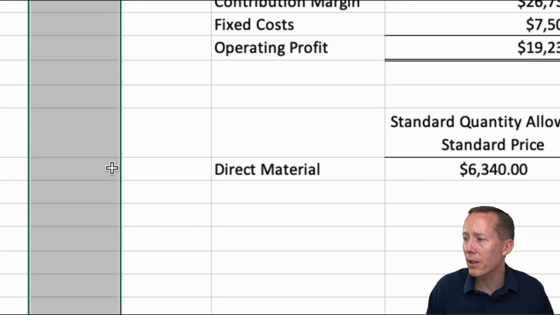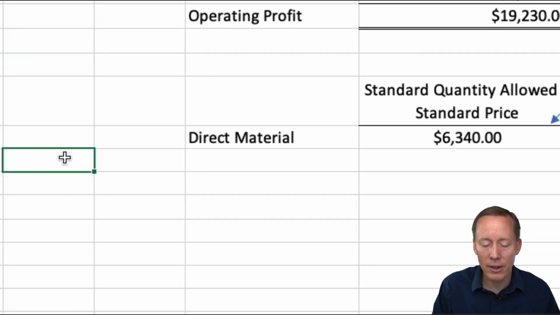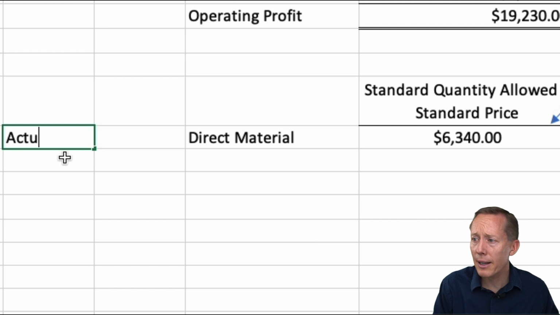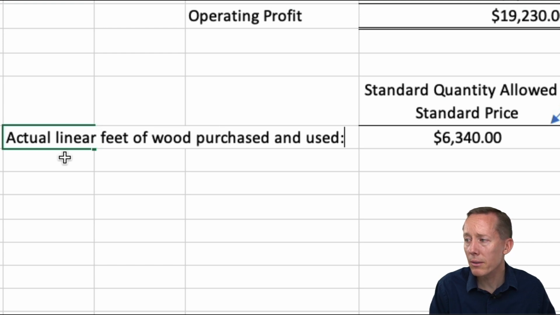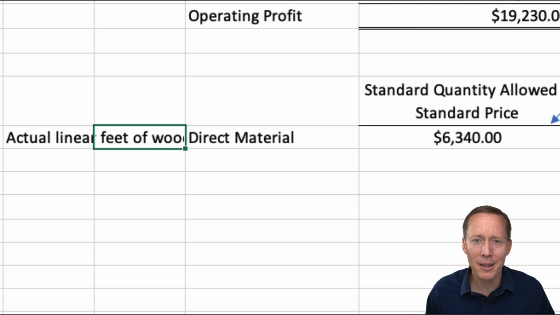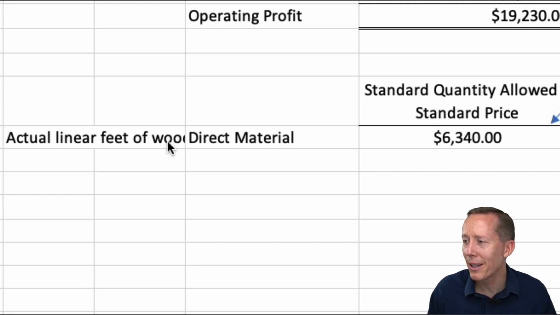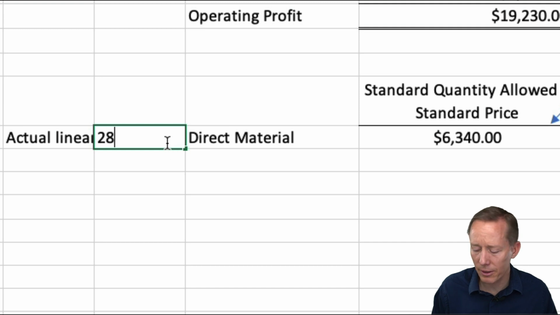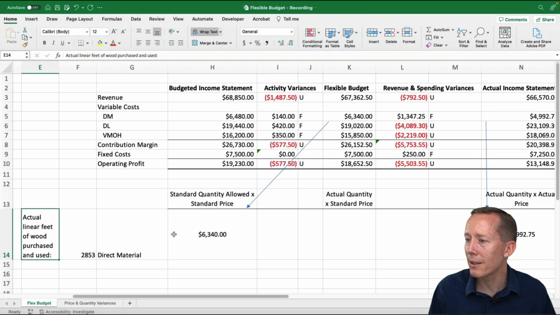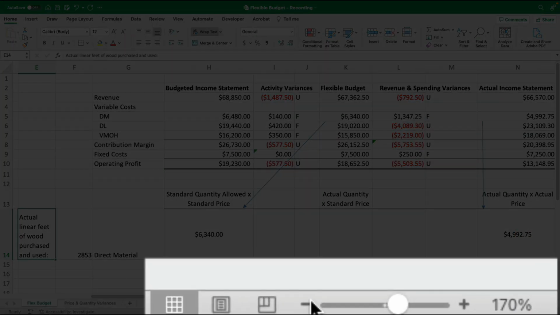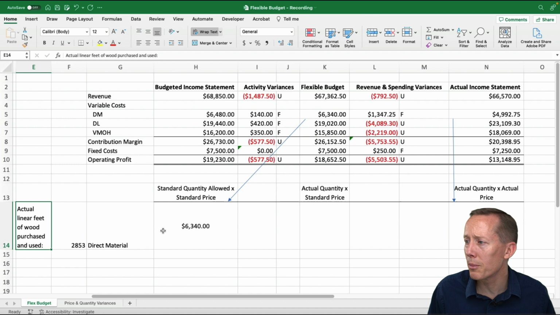I'm going to add in a couple of columns. And I'm just going to make a note here that the actual linear feet of wood purchased and used is, and I'm just going to enter a number here that you haven't seen before, but it is 2,853. And let me go ahead and wrap that text so that we can see what's going on here. And I will also decrease the size on the screen a little bit. Okay, so we've got these numbers right here.